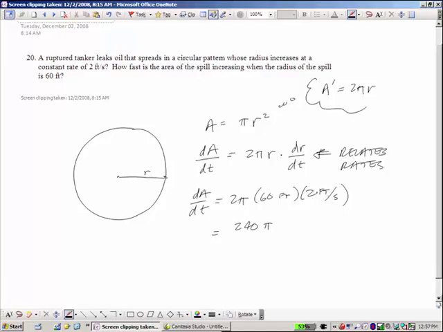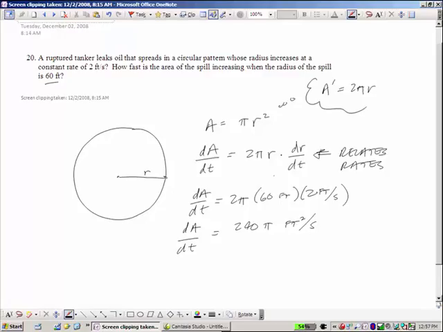And what units am I going to get? Feet times feet, right? So feet squared, does that make sense, per second? Why should it be feet squared per second? Because you're looking at an area. It's an area. And that's actually how fast the area is increasing. When the radius is 60 feet, the area is increasing 240 pi square feet per second.